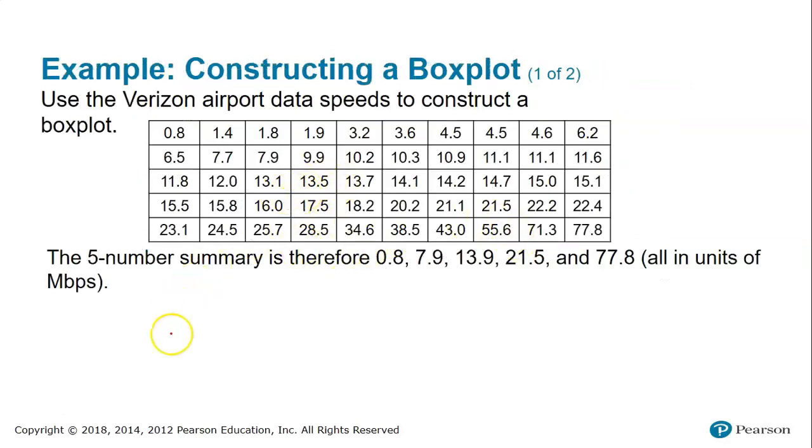Okay, if we look at this example here, I like to personally scale this a little bit so that it comes out looking pretty nice. Our values go up to 77.8, so I'm just going to do this by tens: 10, 20, 30, 40, 50.